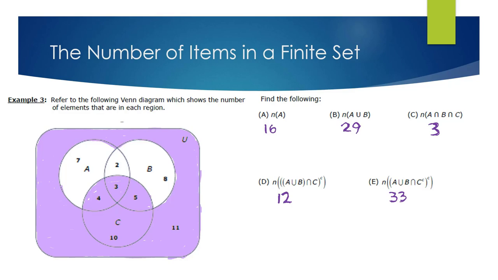So basically, having the Venn diagram comes in handy because you can shade it and see what's there. And it makes some of these a little bit easier to handle.